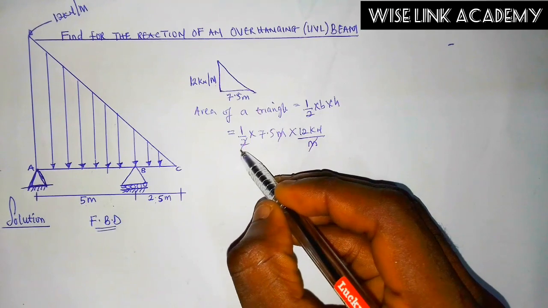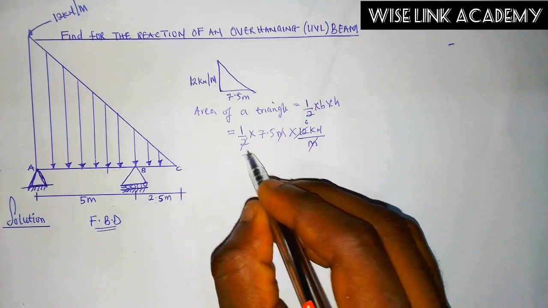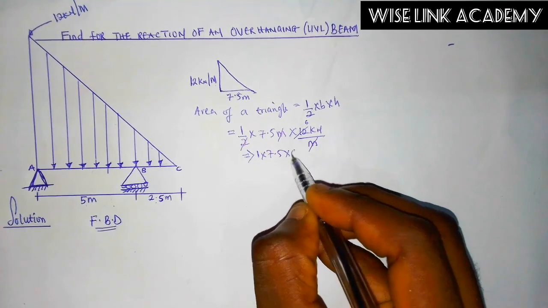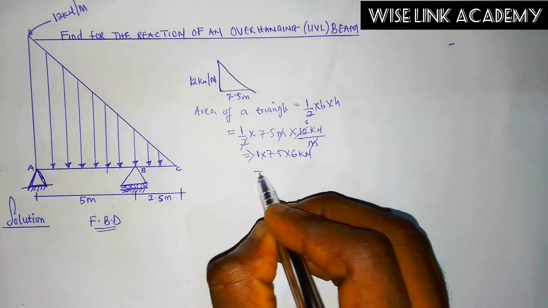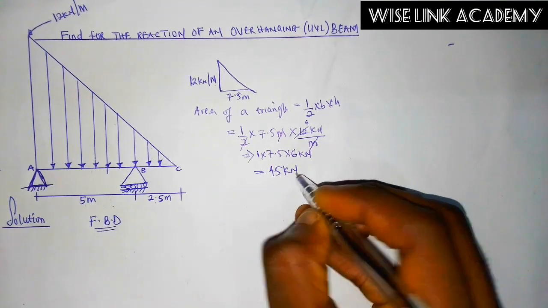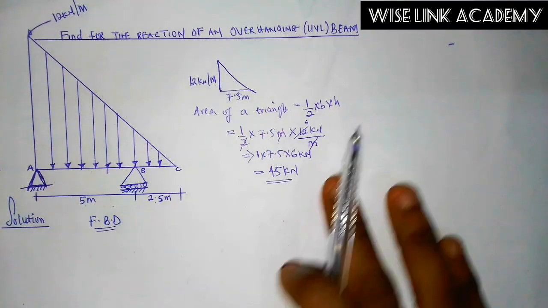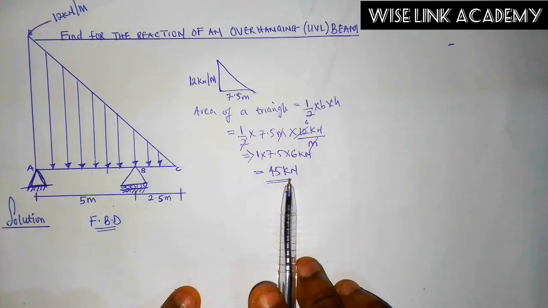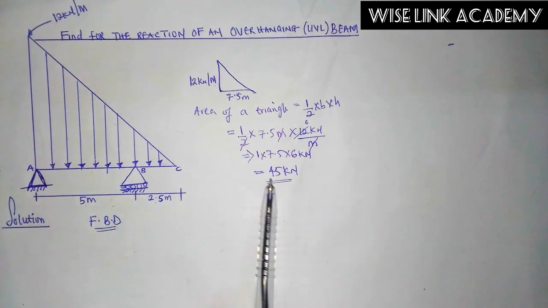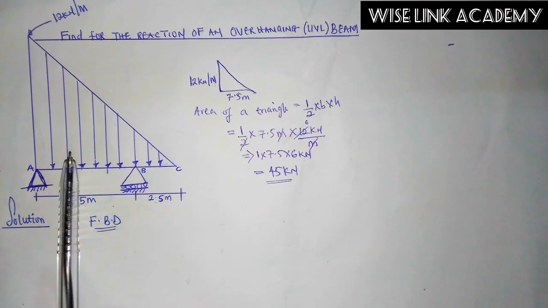Take out this, isn't it? If I cut out this 2 here, 1, 2 here, we are having 6. So we are left with 1 times 7.5 times 6 kilonewton, and finally I'll be having 45 kilonewton. If we multiply it together, we'll be having that as our 45 kilonewton. That is, I've converted this into a point load. That is, this 45 kilonewton will be acting somewhere on this beam.